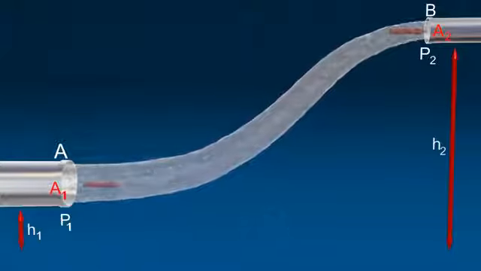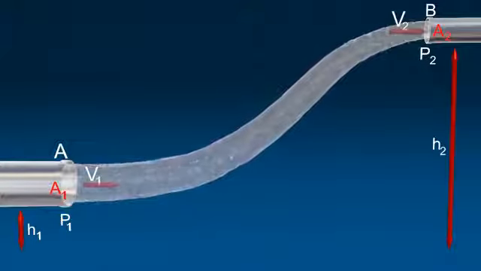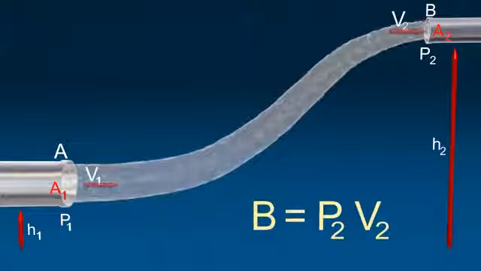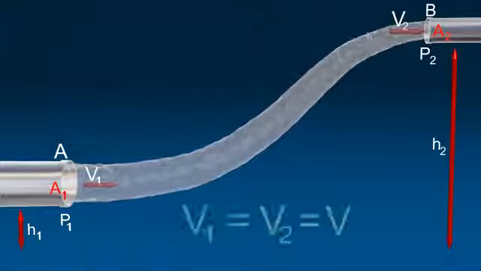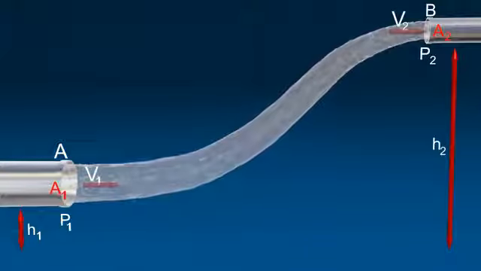The force on the liquid at A and at B. Now, the work done per second on the liquid at section A and at section B. A1V1 equals A2V2 equals V, by the equation of continuity.